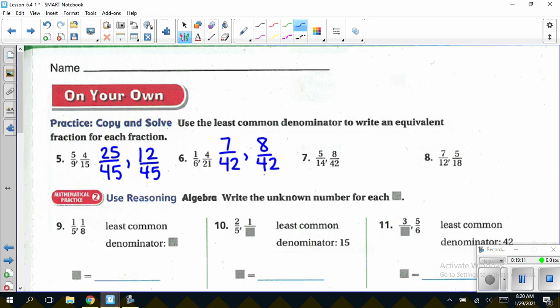For number 7, you could have for 5/14, 15/42. And for the 8/42, obviously, because that already has the denominator of 42, that would stay at 8/42. And for number 8, the 7/12 is 21/36. And the 5/18, I would have 10/36.